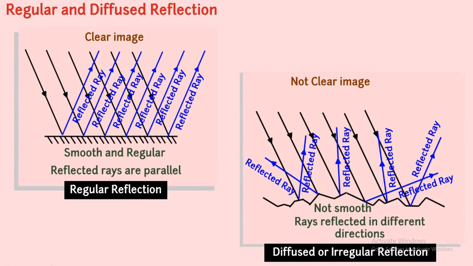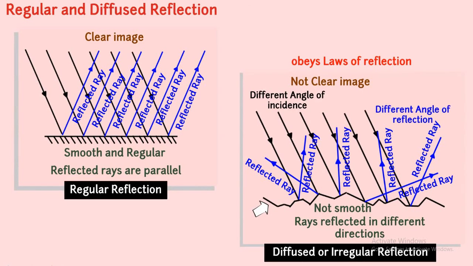Remember that diffuse reflection also obeys the law of reflection, but due to the irregular surface, the angle of incidence is different, and accordingly, the angle of reflection is also different.